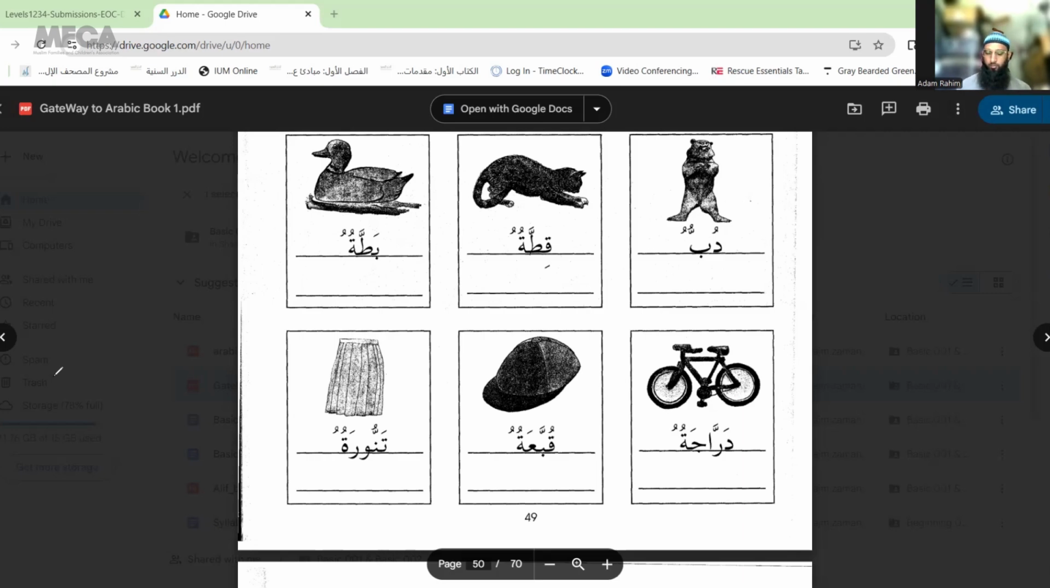Break it down, no problem. Let's break it down letter by letter. Do it together. So first, the first letter is ta. The second letter is noon. Great. And the accent mark associated with those two letters? A shadda with a dhamma.